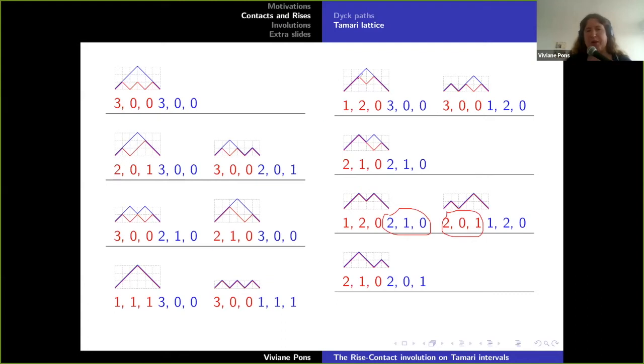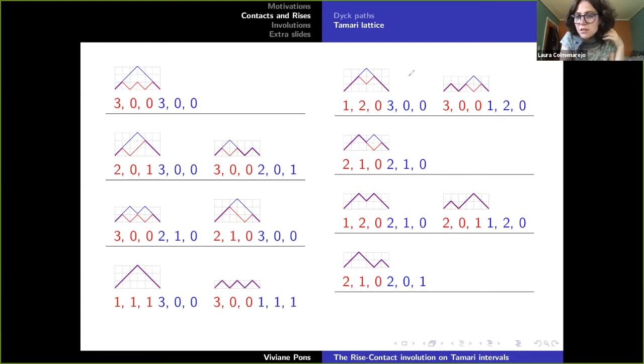It's going to be true on all the intervals here. Okay, Viviane, there is a question in the chat. It says, what about alternating being above and below? What if the two paths alternate? Oh, they never alternate because it's an interval of the Tamari lattice, so there is always one path that is below the other. It's a necessary condition, but it's not sufficient to be an interval. So there is always a path that is under the other one.